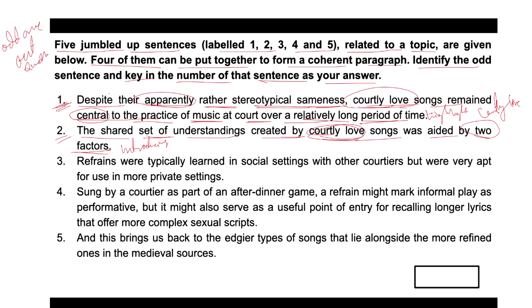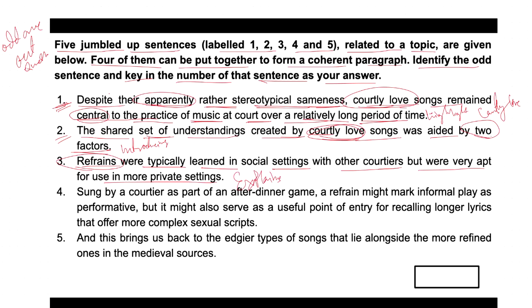Now, sentence 3 said, refrains were typically learned in social settings with other courtiers, but were very apt for use in more private settings. Now, sentence 3 is trying to do what? It tries to explain that refrains were learned in social settings and also used privately. So in that case, we can say that it seems like it is explaining the information.